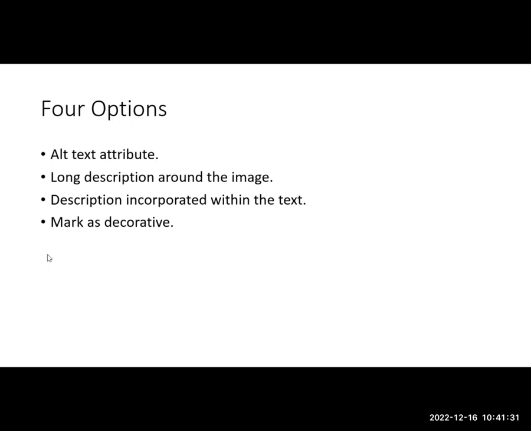A long description around the image is another option. So in other words, you could put a long description just before or just after the image. Another option is the description of the image may be incorporated within the text of the document. This happens a lot in textbooks. They will describe what the image is all about, and then they will give a picture. And of course, the last one is maybe it's not even informational, it's decorative, so you can mark it as decorative. Let's take a look now at these options and see what we can do with them.